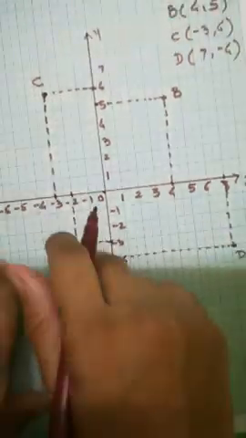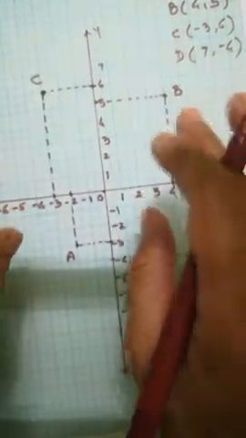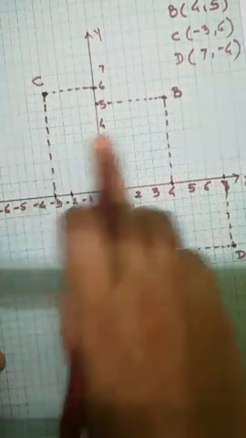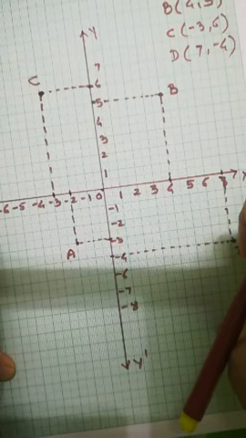So children, this is the method. By using this method only, you have to plot the points on the Cartesian plane.